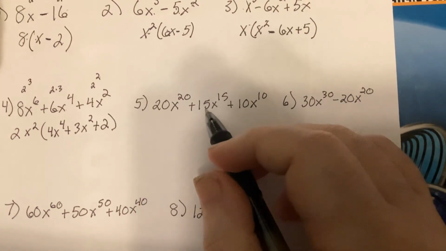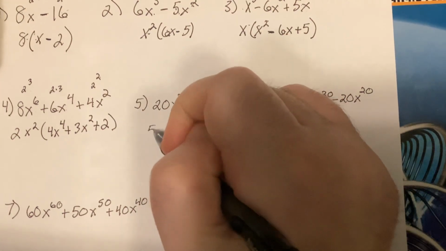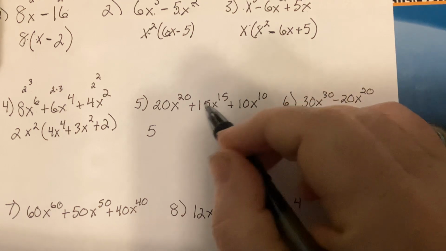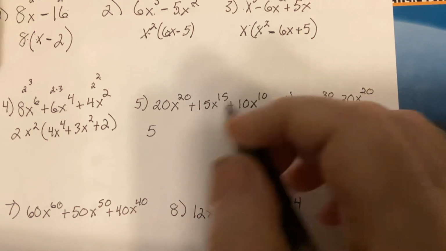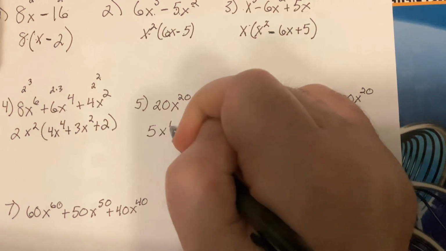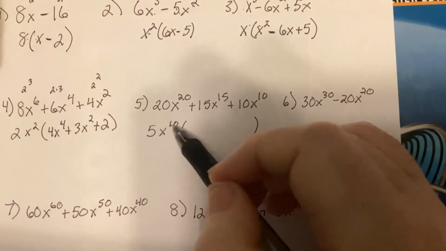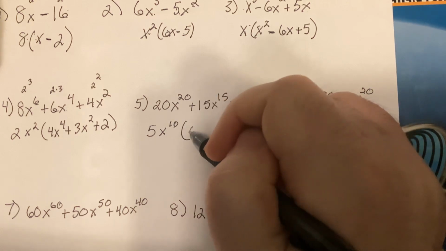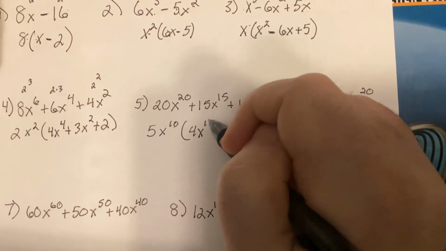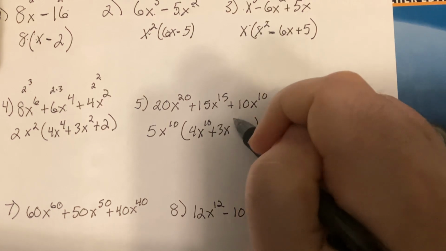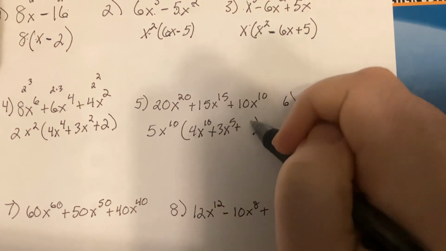So 10, 15, and 20. The common number is 5. And x is in all three terms, so it's the smallest power, which is x to the 10th. So what do you multiply this by to get this? And that'd be 4x to the 10th. This would be 3x to the 5th. And this would be 2.